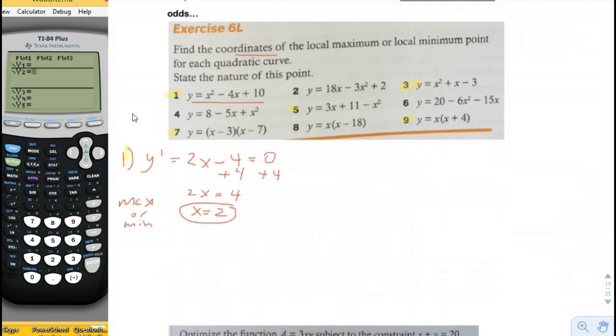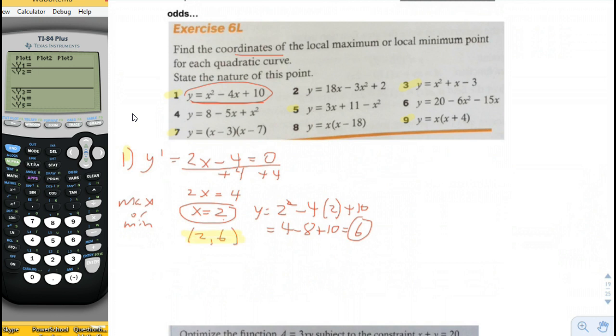And they asked for the coordinates of the point. So then you would have to take x equals 2 and put it back in here. So that would give you y equals 2 squared minus 4 times 2 plus 10, which is equal to 4 minus 8 plus 10, which is equal to 6. Okay, so the coordinate would be 2 comma 6. Make sure you don't put the 2 back in the derivative because you're just going to get 0 again, of course. So to find the first answer, which is what's the coordinate, you do it like that.